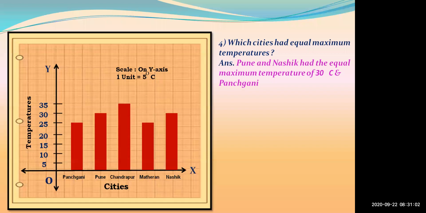And again, two more cities are there. Panchgani and which city is there? Matheran. These two cities are also having the same equal maximum temperature, that is 25 degrees Celsius. See, what question is given here? They are asking the equal maximum temperature. So here you can see, first Pune and Nashik are having 30 degrees equal, and then after that you can see Panchgani and Matheran. These both cities are also having the equal maximum temperature. So this is the correct answer for this question.